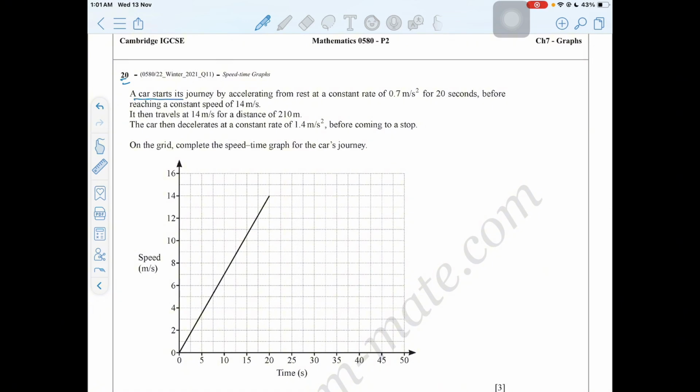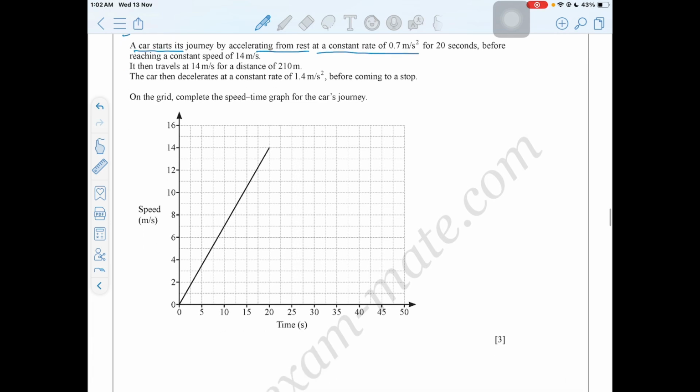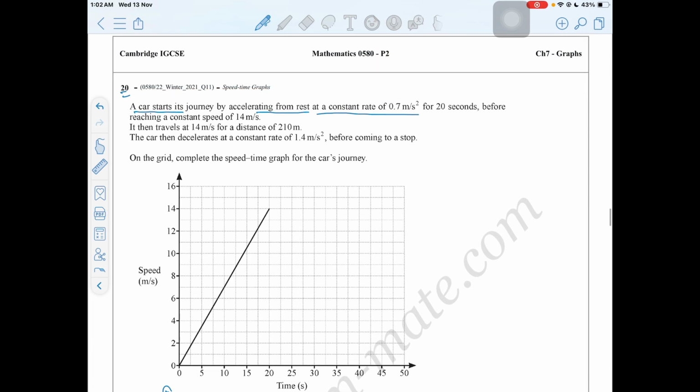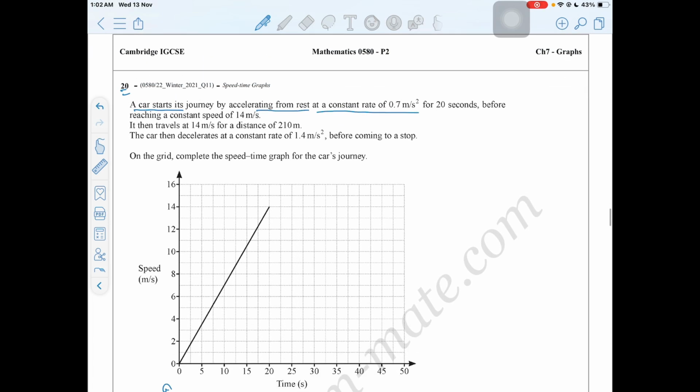A car starts its journey by accelerating from rest at a constant rate of 0.7 meters per second. This is, I guess, already drawn for 20 seconds before reaching a constant speed of 14 meters per second. It then travels at 14 meters per second for a distance of 210 meters. Right? 210 meters is how far it has traveled at 14 meters per second.